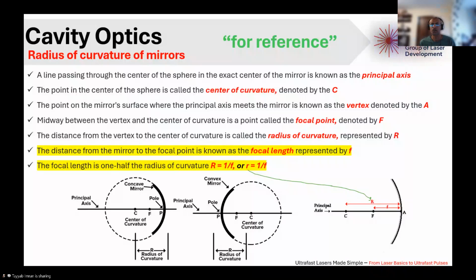Okay. So I will finish here now. It's already long. Cavity optics is not finished, so we'll continue in the next lecture. If you have any question, you can ask. And for the last slide, don't ask, because this one you have to study by yourself.